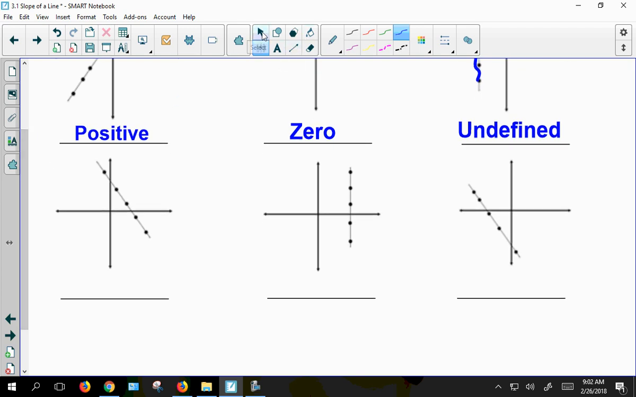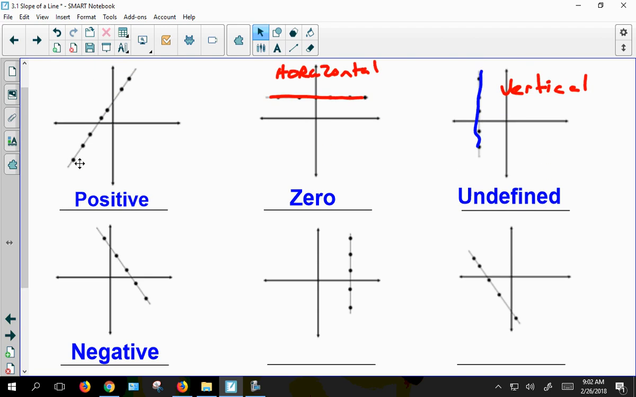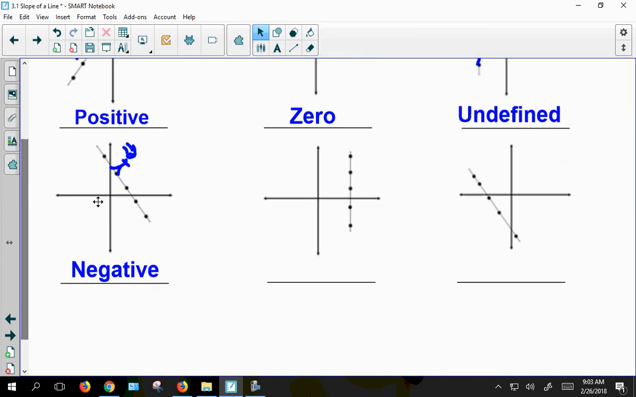Okay, this has a negative slope. Now, how do I know the difference between positive and negative slopes? Well, you read them from left to right. As you read this from left to right, it goes up. Okay? As I read this from left to right, it goes down. Positive, negative. Again, vertical, undefined. This is negative. All right.